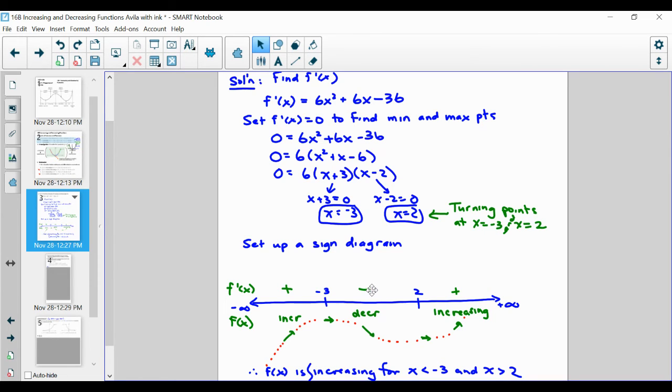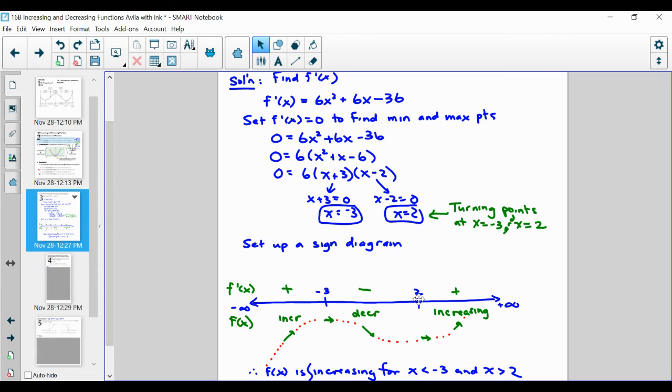Then I'm going to fill in the next part of my sign diagram. I'm going to pick a number between negative 3 and 2. The easiest number to pick is always 0. If I go back to my derivative, this factor is positive. This factor will also be positive because 0 plus 3 is positive. And 0 minus 2 will be negative. So I'll have a positive times a positive times a negative, giving me an overall negative result. And if my derivative is negative, we saw from our investigation that the function must be decreasing between those points.